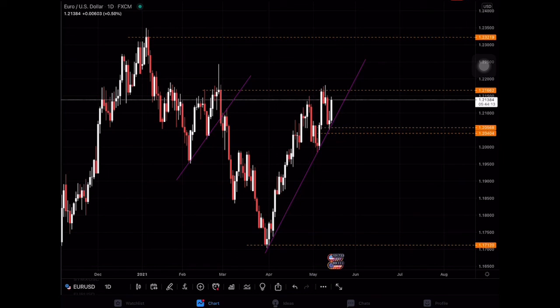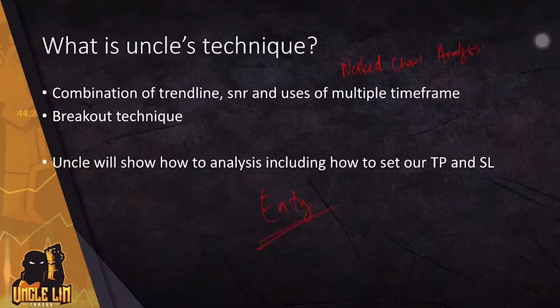So guys, that's all for our class today. We will see you guys next week for our last class, which is money management. In money management, Uncle will teach you guys how to layer, how to put your lot size properly, how to set break even properly, and how to double up your money with controlled risk. And lastly, guys, we'll also teach you how to trade news.